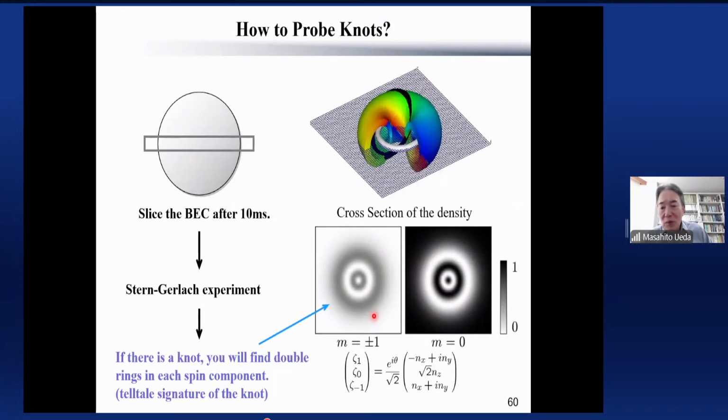But how do we prove these knots? The answer is actually a little bit complicated. After this manipulation, we slice the BEC like this. We take a look at the slice of the BEC and do the Stern-Gerlach experiment for this part. If there is a knot, then you will find a double ring structure in each spin component. This is the telltale sign of the knot.